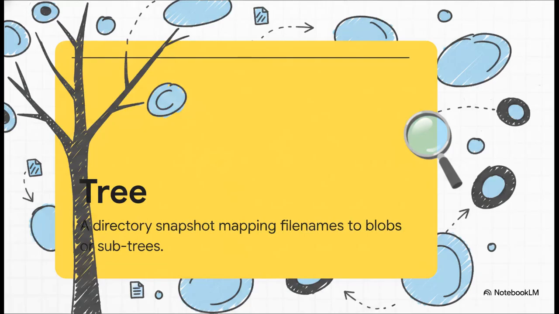Now, if the blob doesn't know its own file name, where exactly does that live? Well, that lives in the tree. A tree is essentially a directory snapshot, providing the structural glue. Think of it like a manifest. It maps file names, file permissions, and directory structures straight to their underlying blobs, or even to other subtrees. So blobs store the content, but trees store the structure. And that clean separation is exactly why renaming files in Git is incredibly cheap.